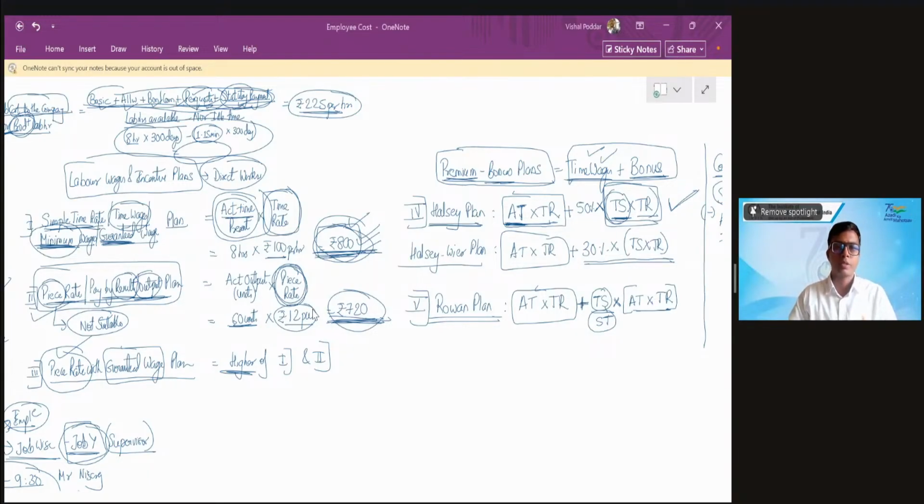Riddhi says the Halsey second plan is not in the study material. Yes, Riddhi, that's what I'm saying. Different books give different plans. I'm just informing you because maybe at times they may say Halsey-Weir or Halsey 30%. So at that time, you should not get confused. Gunjan Devi, see, Halsey one is the bonus plan. So whenever you have to give bonus besides the wages, you use these plans and the bonus is given on the basis of the time saved. Correct, beta?